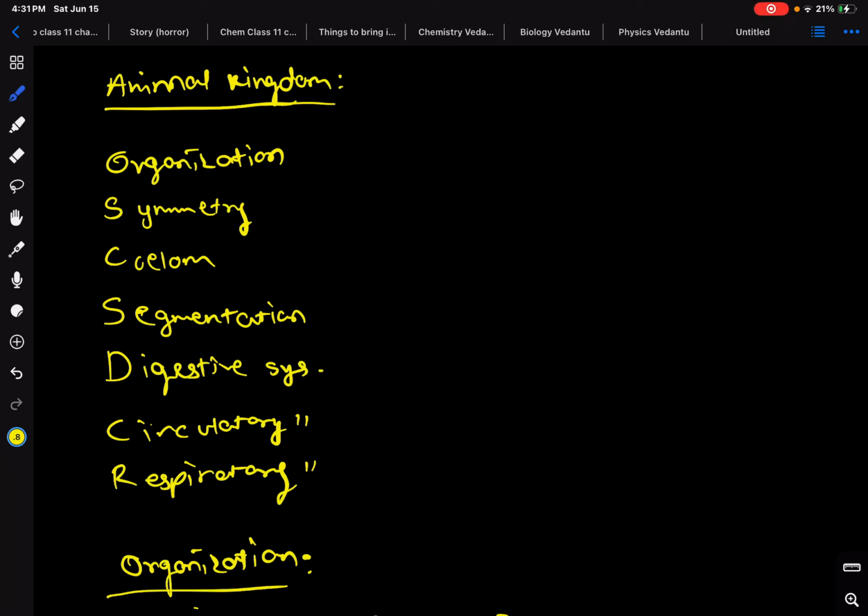Today we will be starting a new chapter known as Animal Kingdom. It is the fourth chapter in class 11th NCERT, and today we will be talking about the basics of Animal Kingdom, and in the next video we will be talking about the first three phyla, which is Porifera, Cnidaria and Ctenophora. So let's start with the basics.